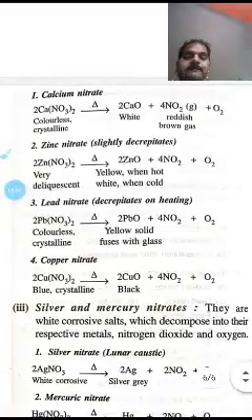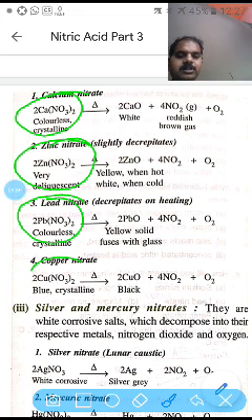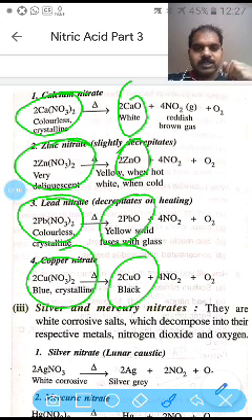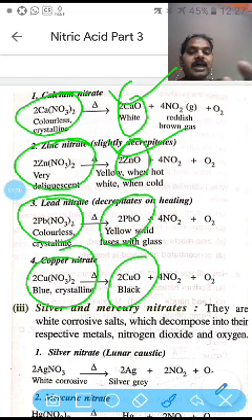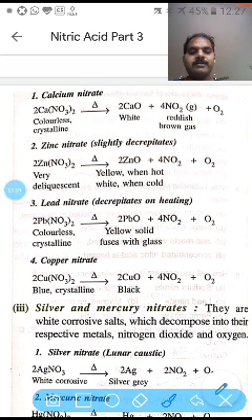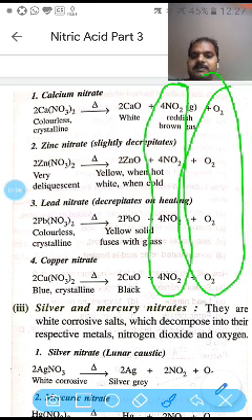Okay, here we have all other nitrates: calcium nitrate, zinc nitrate, lead nitrate, copper nitrate, and the products: calcium oxide, zinc oxide, lead oxide, copper oxide, cupric oxide specifically speaking. And their colors, you need to remember the colors. Calcium oxide is white, zinc oxide is white when cold and yellow when hot. Lead oxide is a yellow solid, fuses with glass, and cupric oxide is black in color. Along with these oxides, we have nitrogen dioxide gas and oxygen gas. So this is the specific property of metal nitrates except silver and mercury.